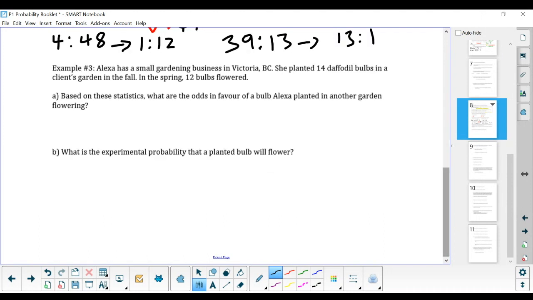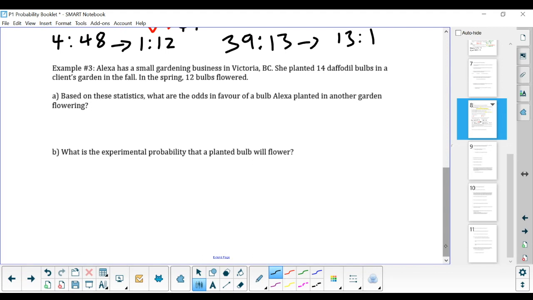We can also look at odds in terms of word problems. Alexa has a small gardening business in Victoria, BC. She planted 14 daffodil bulbs in a client's garden in the fall. In the spring, 12 bulbs flowered. So based on these statistics, what are the odds in favor of a bulb Alexa planted in another garden flowering?